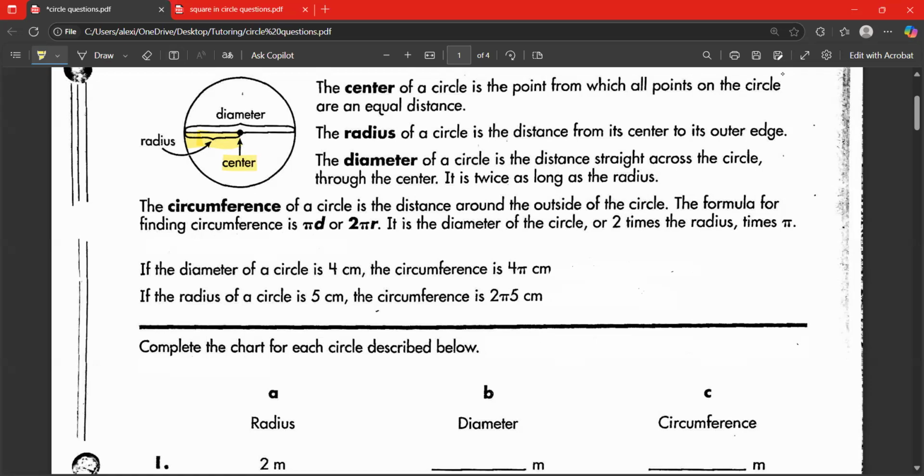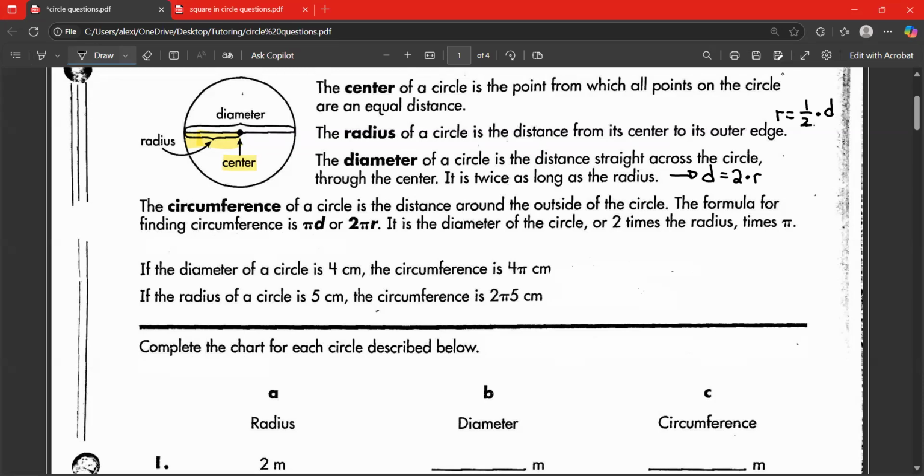The diameter of the circle is the distance straight across the circle through the center. It is twice as long as the radius. So diameter is equal to 2 times the radius. If the diameter is equal to 2 times the radius, then the radius is equal to a half times the diameter, or half the diameter.